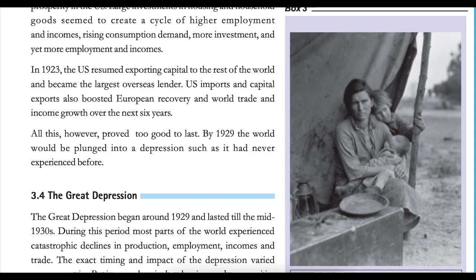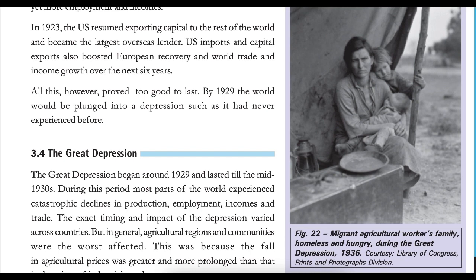In 1923, the US resumed exporting capital to the rest of the world and became the largest overseas lender. US imports and capital exports also boosted European recovery and world trade and income growth over the next 6 years. All this, however, proved too good to last. By 1929, the world would be plunged into a deeper depression such as it had never experienced before.